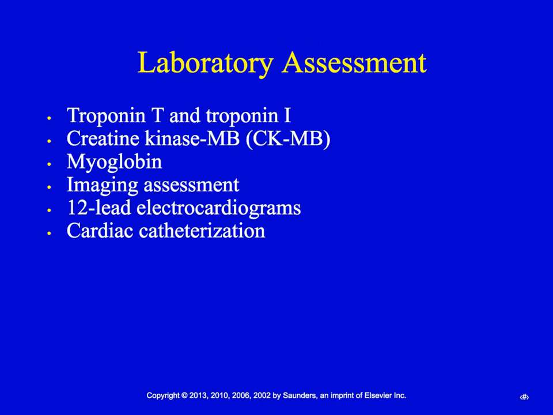So these are lab assessments that we'll do to determine what is causing a patient to have chest pain. Troponin T and troponin I, they are cardiac enzymes. They are enzymes that are produced by any damage to the myocardial tissue. So normal troponins are negative. If a patient has any elevation in their troponins, that is an indicator that there has been damage to the myocardial muscle.